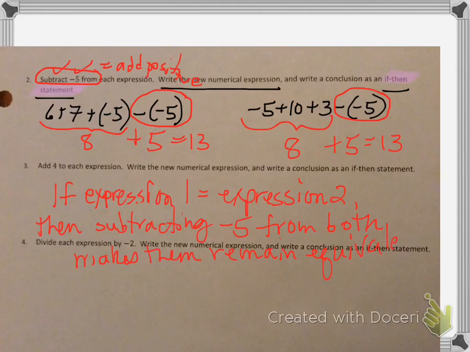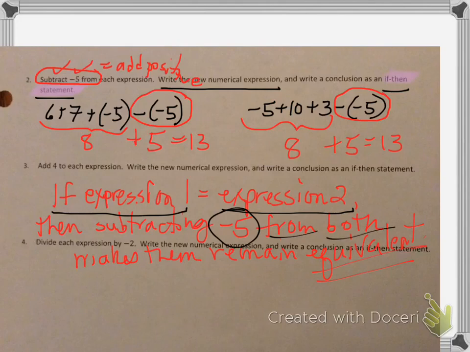Okay, so if you're going to do the same thing to two things that are already the same, then they're going to continue to be the same. Okay, so if expression 1 equals expression 2, if you do the same thing to both of them, from both, they are going to remain equivalent. Okay, and that's that whole idea with the lesson summary we just had.